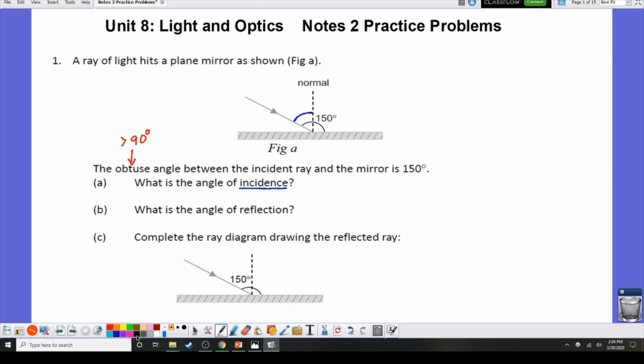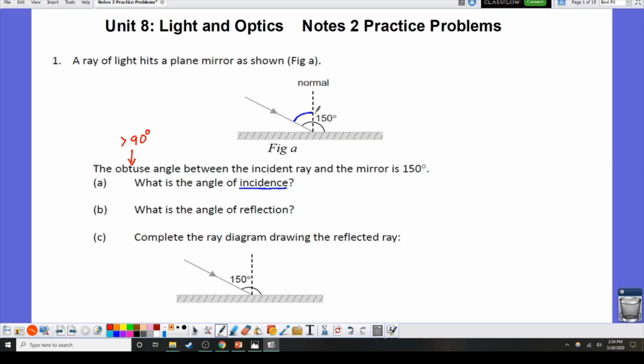So I'm throwing a lot of terms out at you. But basically, this normal line here is going to be perpendicular to the flat surface here. And the angle of incidence is the angle between this and this. And we want to figure out what exactly that is. Well, we have a piece of information here that's given to us, and that it's this angle right here. So that's 150 degrees, right?